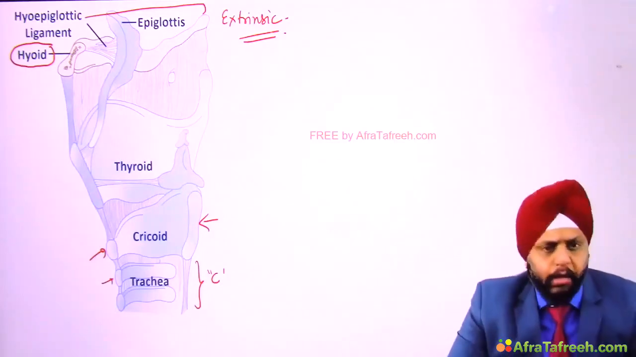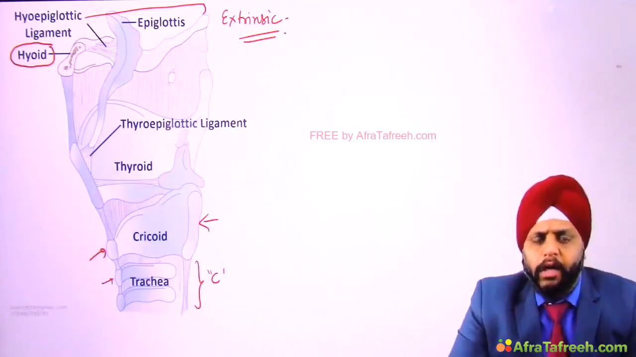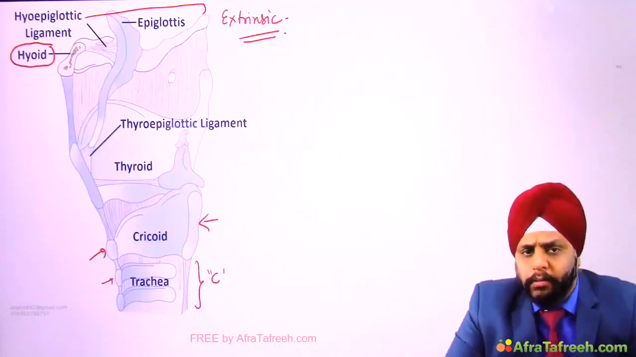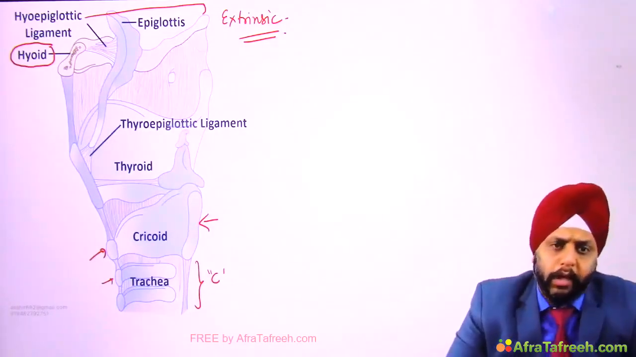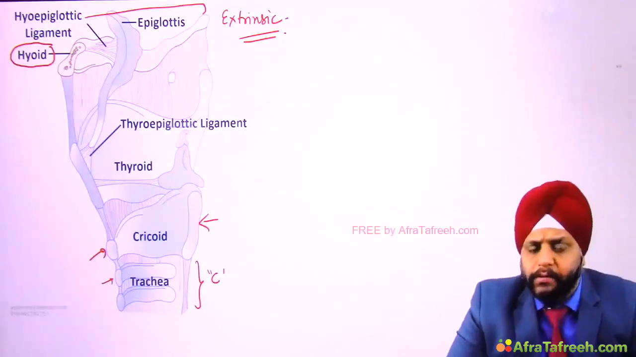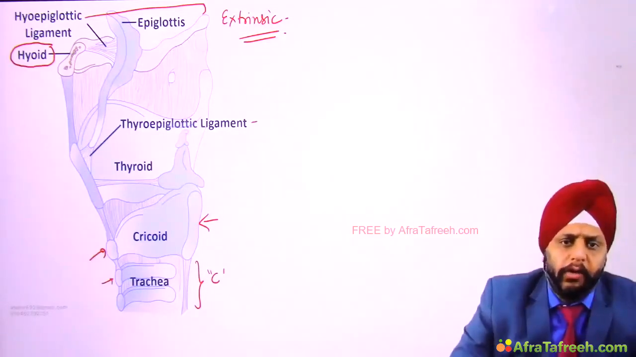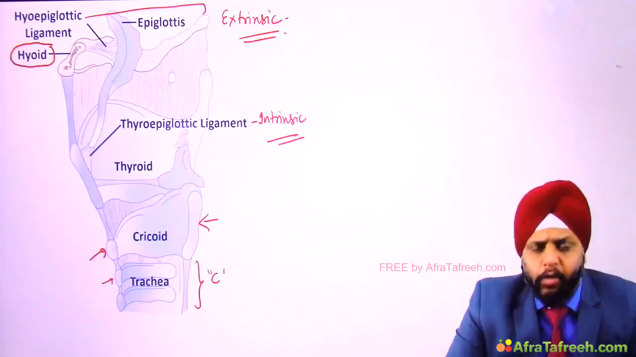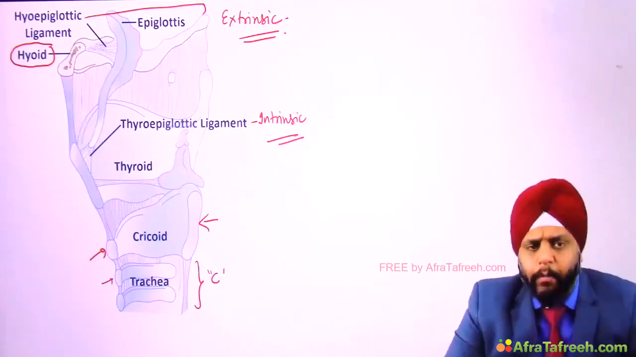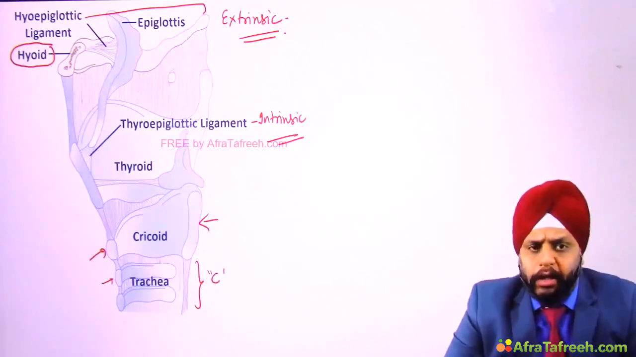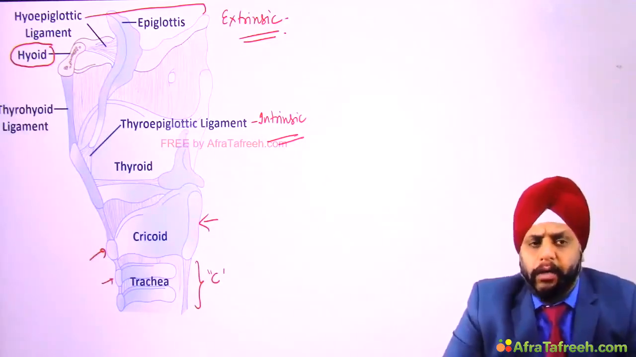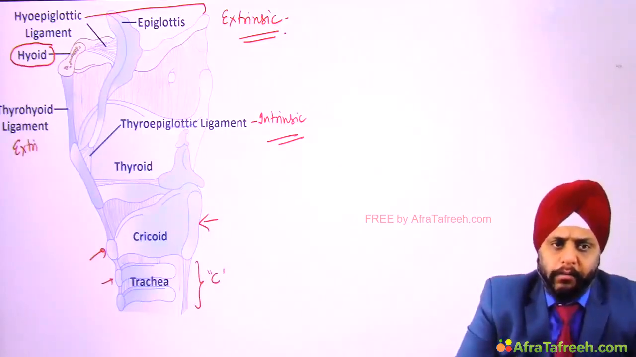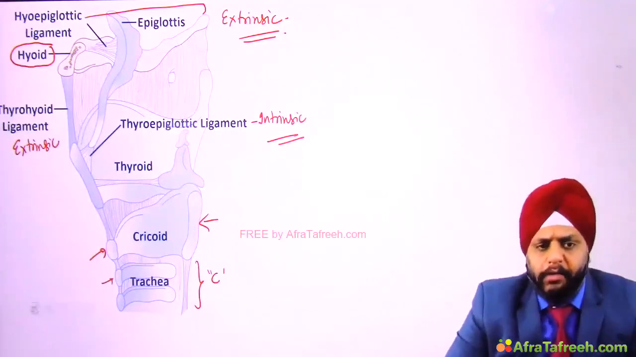Right? Okay, now let's look over here. We can see the epiglottis attached to thyroid cartilage with the help of thyroepiglottic ligament. Now thyroepiglottic ligament. And what is this? This is between two cartilages of larynx. So this is an intrinsic structure. Right? Clear? I hope this concept is clear to you now. Now, between hyoid and thyroid cartilage, we already have discussed that there is a ligament known as thyrohyoid ligament. And this is of course an extrinsic ligament. Right? That's an extrinsic ligament.